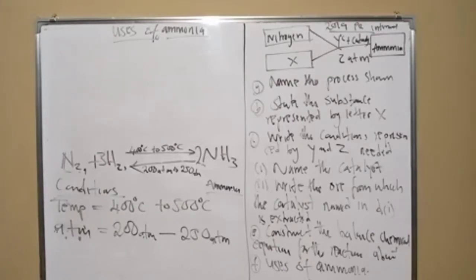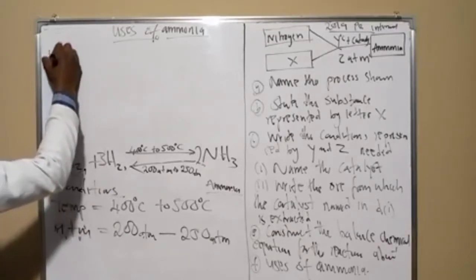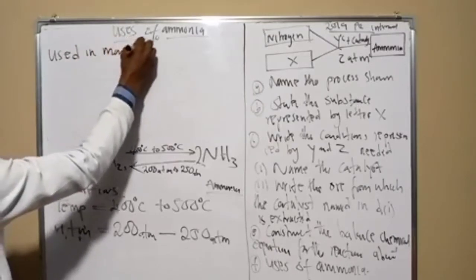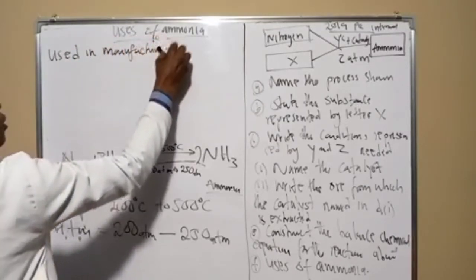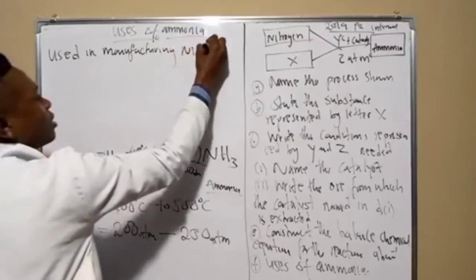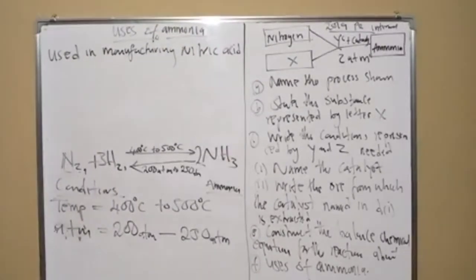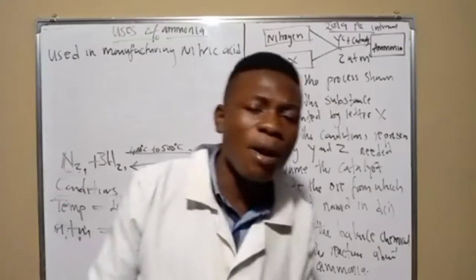First, I'll give you my use. It is used in manufacturing nitric acid. Ammonia is used in the manufacturing of nitric acid.